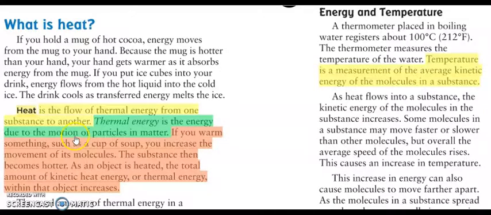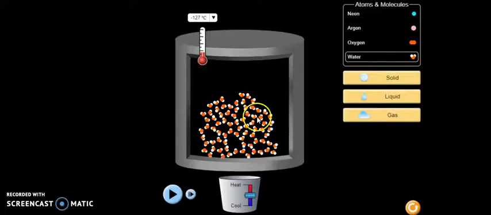Okay, after this experiment we conclude that heat is the flow of thermal energy from one substance to another. Right now, we have to do another experiment about thermal energy. Okay, guys, in this experiment, we need a heater and we need water.